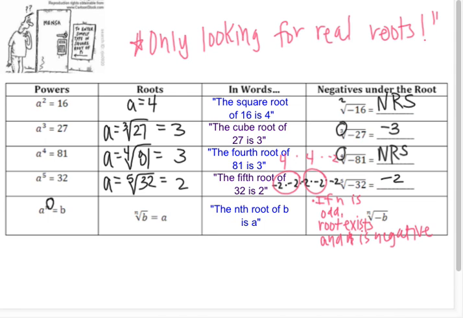Now we're going to do the opposite. So if n is even, then there is no real root. Okay, so you can use NRS for no real solution for that. So we're going to go ahead and simplify.